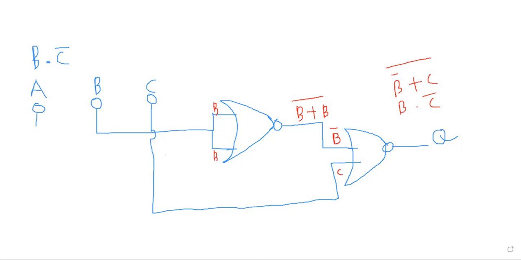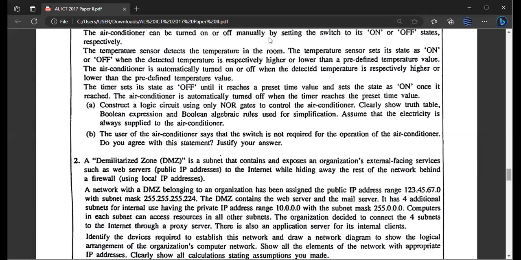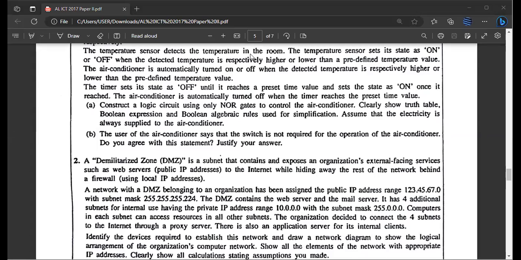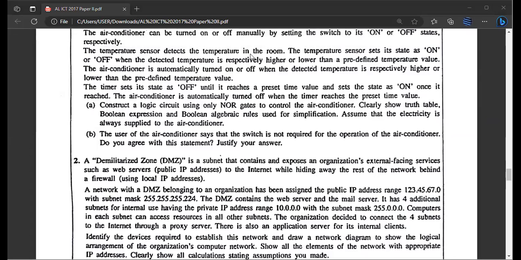And then next question, let's see. The user of the air conditioner says that the switch is not required for the operation of the air conditioner. Do you agree with this statement? Justify your answer. First of all, you must say yes or no, and you must write that answer, because there are marks for that. And not only that, you also need to justify your answer.